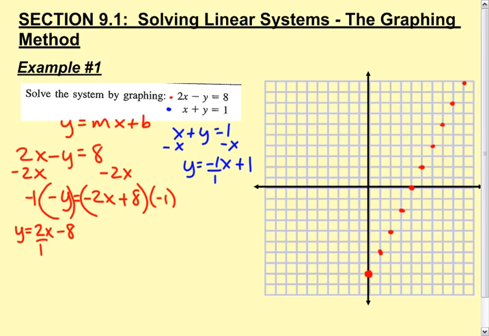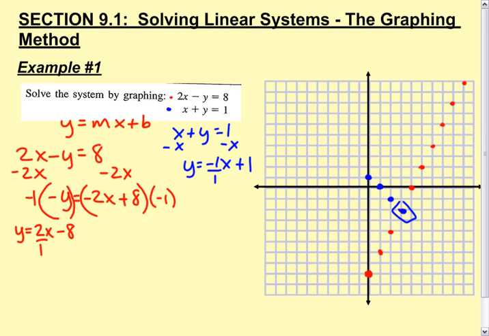Okay, well let's graph this line. The y-intercept is positive 1. And it says go down 1 and over 1. Down 1 and over 1. Down 1 and over 1. Down 1 and over 1. Do you see that this point is common to both of those lines?